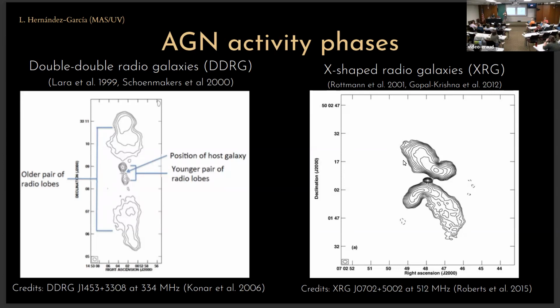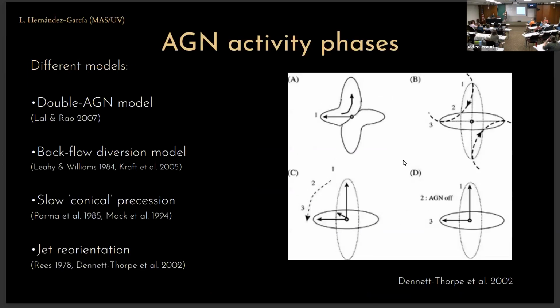And there are different scenarios that allow us to explain this kind of morphology. It can happen that we have two different AGNs, each with its jet, and then we have two pairs of jets. There's also the backflow diversion model, in which the jet is emitting in a direction, and some material from the jet is interacting with the interstellar medium, and so we have material going in a different direction. The jet can also show precession, and it will happen that the jet reorientates at some point.